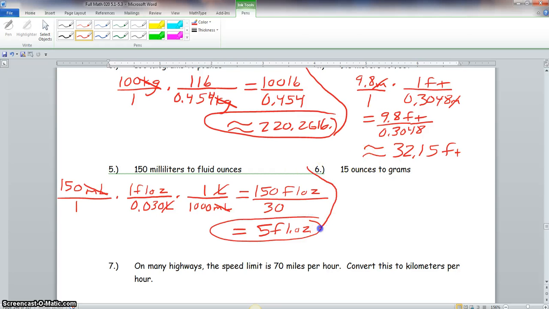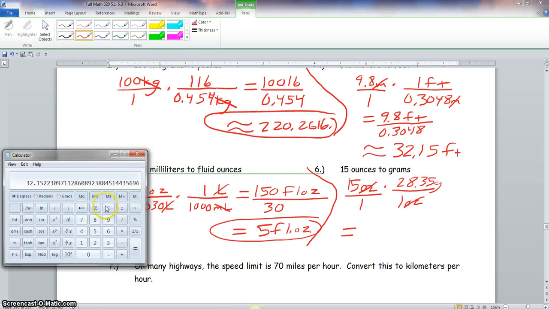Okay, now we will go to problem number 6. We have 15 ounces to grams. Now we look back over here under weight, we do have ounces and grams together. So this should be an easy conversion. So we have 15 ounces, we'll put that over 1. Then our denominator will be ounces, it'll be 1 ounce, and it takes 28.35 grams. These ounces will simplify out. And then we would just take the 15 times 28.35.